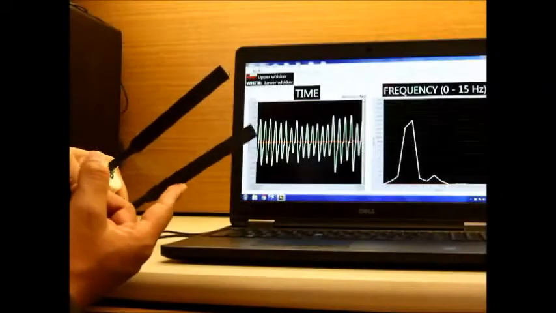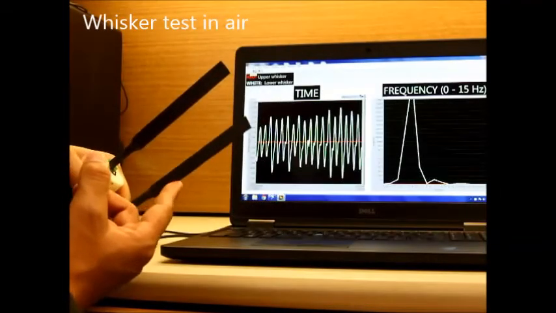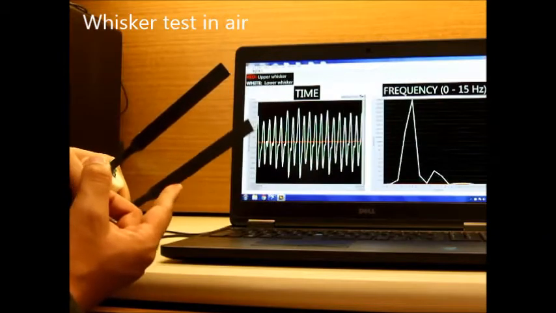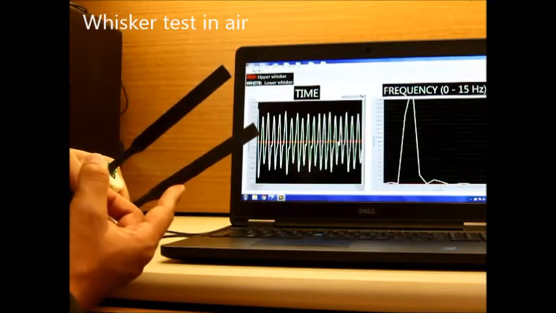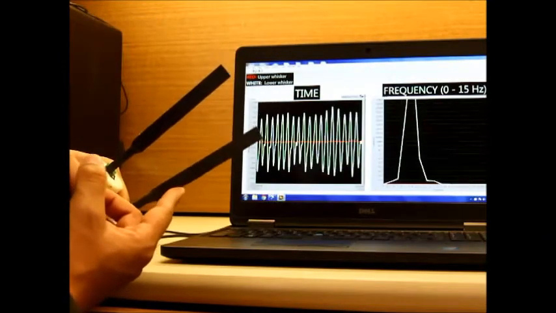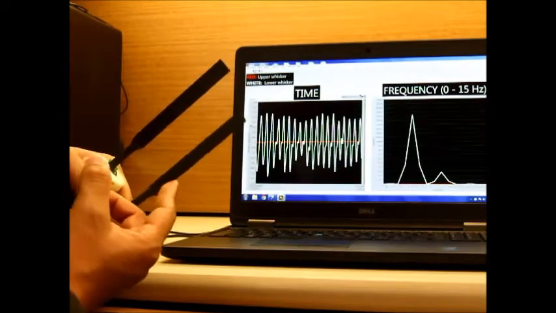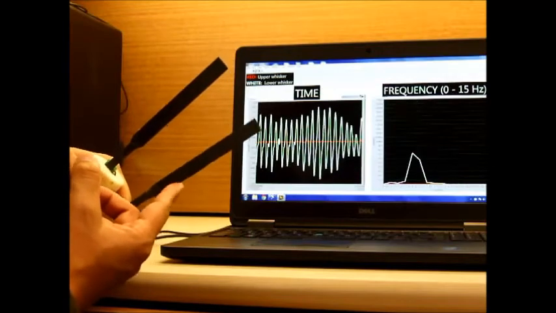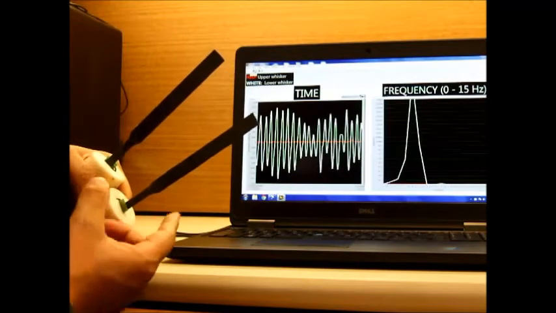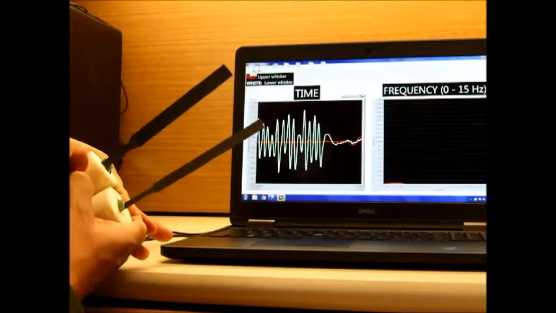What you have in the display on the left is the time domain response and the white signal for the lower whisker. On the right graph, it's a frequency domain, so you see he's being periodic with his excitation, so you just see more or less one frequency of response. That's the lower whisker. Now he's going to stop and go to wiggling the other whisker.